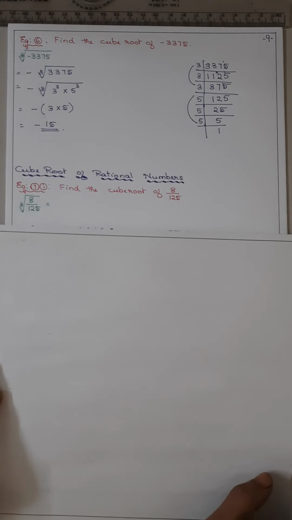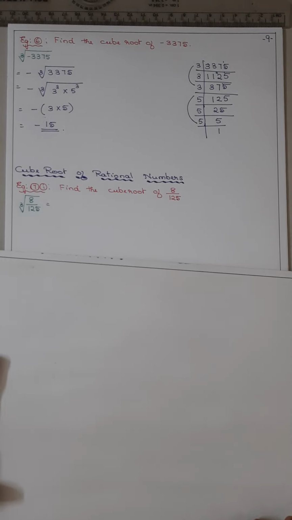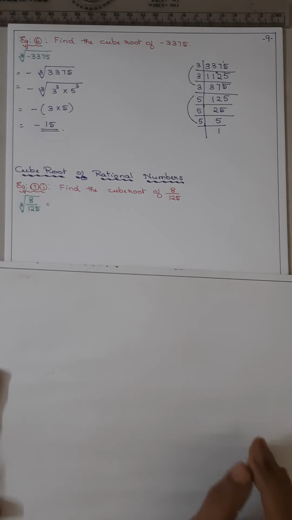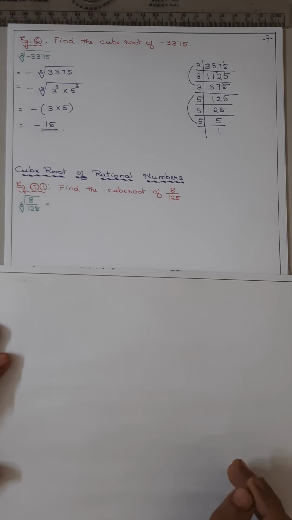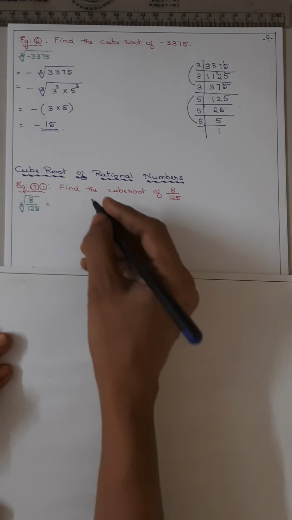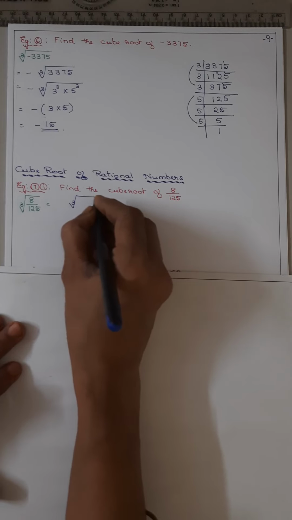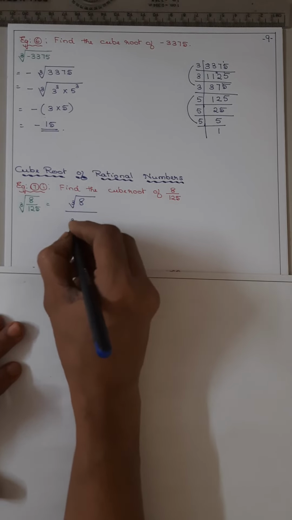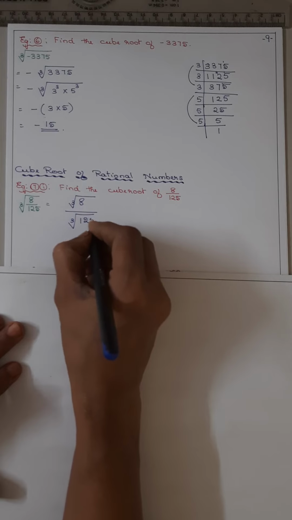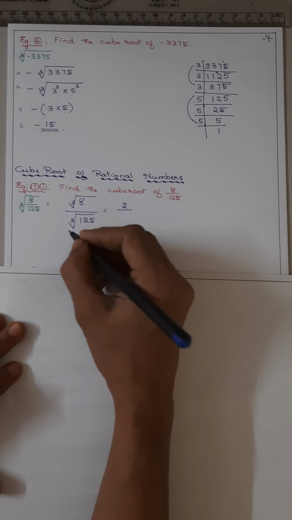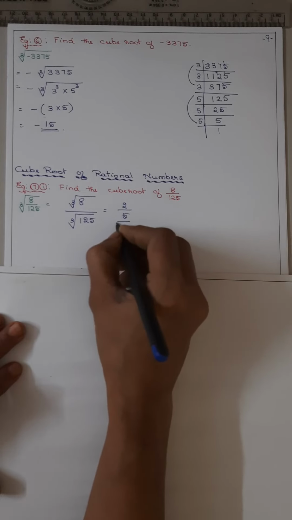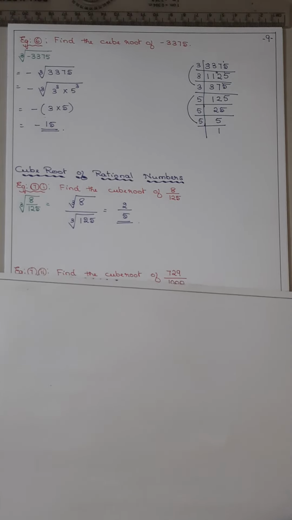Is it okay? Now coming to Example 7, the cube root of rational numbers. You already know the cube root of a rational number is the cube root of the numerator upon the cube root of the denominator. So you write cube root of 8 upon cube root of 125. You know cube root of 8 is 2 and cube root of 125 is 5. Answer is 2 by 5.